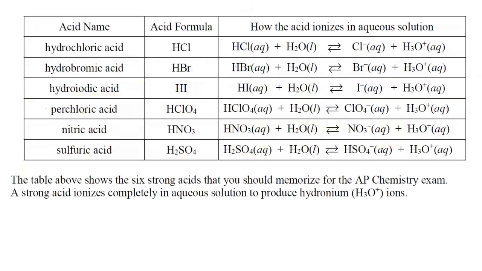So from that first essential knowledge statement, here are the 6 strong acids that you should memorize for the AP Chemistry exam. Hydrochloric acid, HCl, hydrobromic acid, HBr, hydroiodic acid, HI, perchloric acid, HClO4, nitric acid, HNO3, and sulfuric acid, H2SO4. A strong acid ionizes completely in aqueous solution to produce hydronium or H3O+ ions.